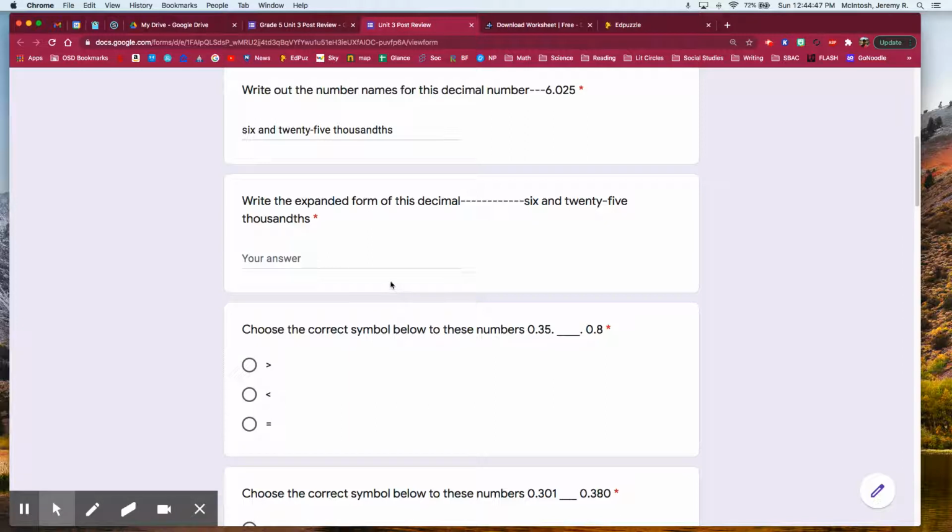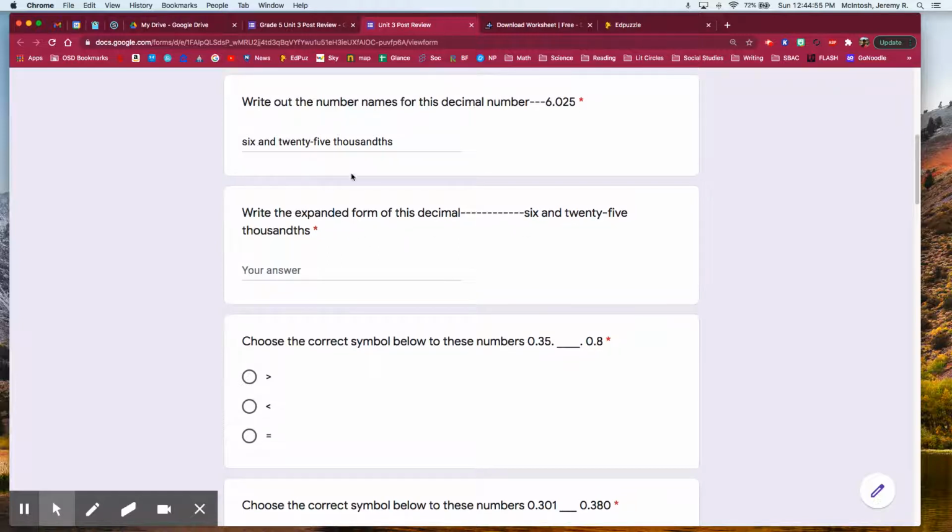Okay, write the expanded form of this decimal. I don't know why there's all those dashes, but there is. 6 and 25 thousandths. Oh my gosh, they gave us the answer right there. Look at that, 6 and 25 thousandths. So the expanded form is what we practiced last week, where we're adding each place value to the number before it. So we have 6 wholes. We have no tenths. Remember, we have 0 tenths, so we don't need to even worry about it.